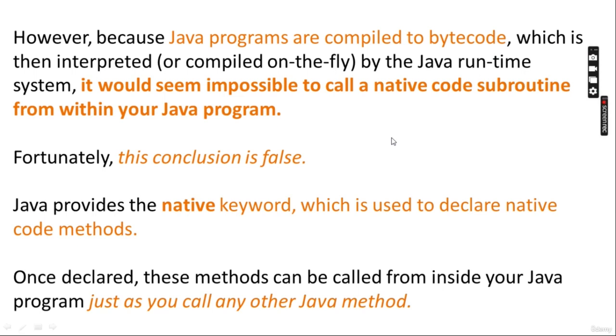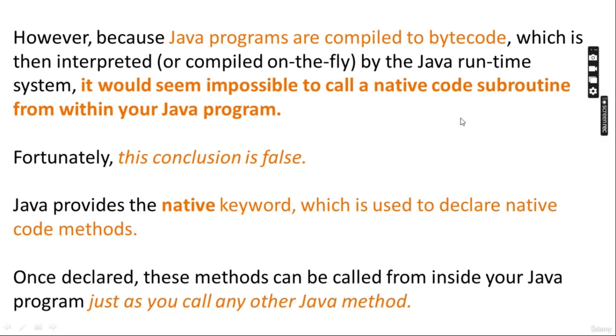Because Java programs are compiled to bytecode, which is then interpreted or compiled on the fly by the Java runtime system, it would seem impossible to call a native code subroutine from within your Java program. Java programs are compiled first into bytecode, and native code is written in another programming language. So you may think that it is impossible to call a native code, that is code written in another language, from within your Java program. But unfortunately, this is false.